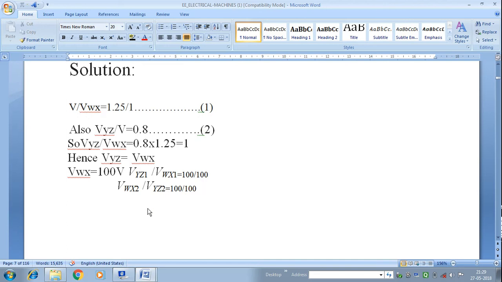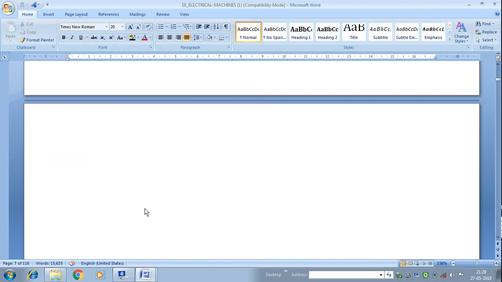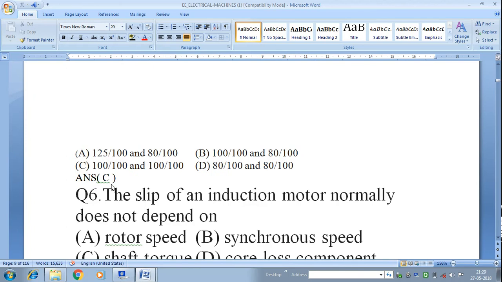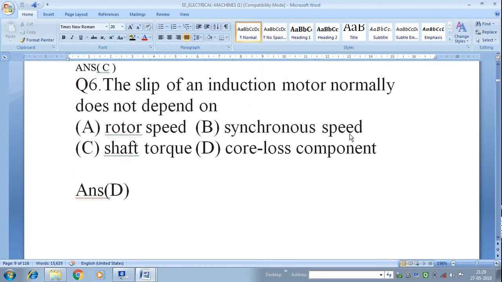Therefore, let us see the answer. This is answer C, the correct answer. So 100 by 100 and 100 by 100. So let us see the next question.